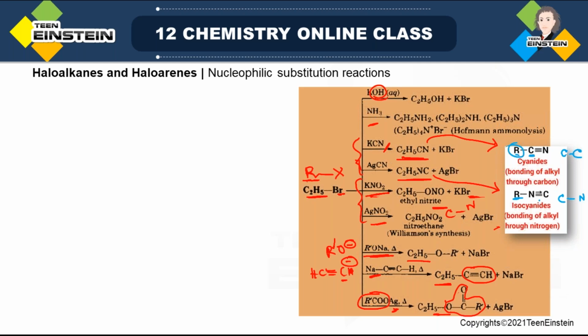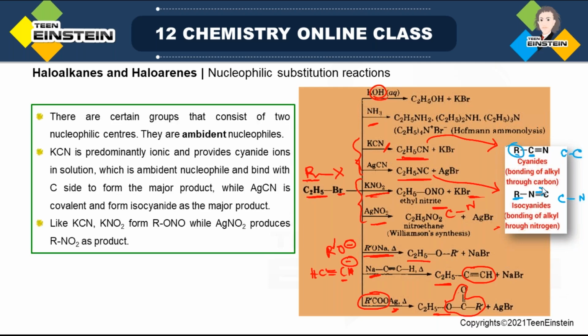Here we have 2 bonds between nitrogen and carbon, and the third bond, as you can see, is denoted by an arrow sign. This is actually a coordinate bond. Now some features about these reactions. There are certain groups that have 2 nucleophilic centers. For example, KCN and AgCN: the cyano ion has 2 nucleophilic centers, so it is known as an ambidentate nucleophile.